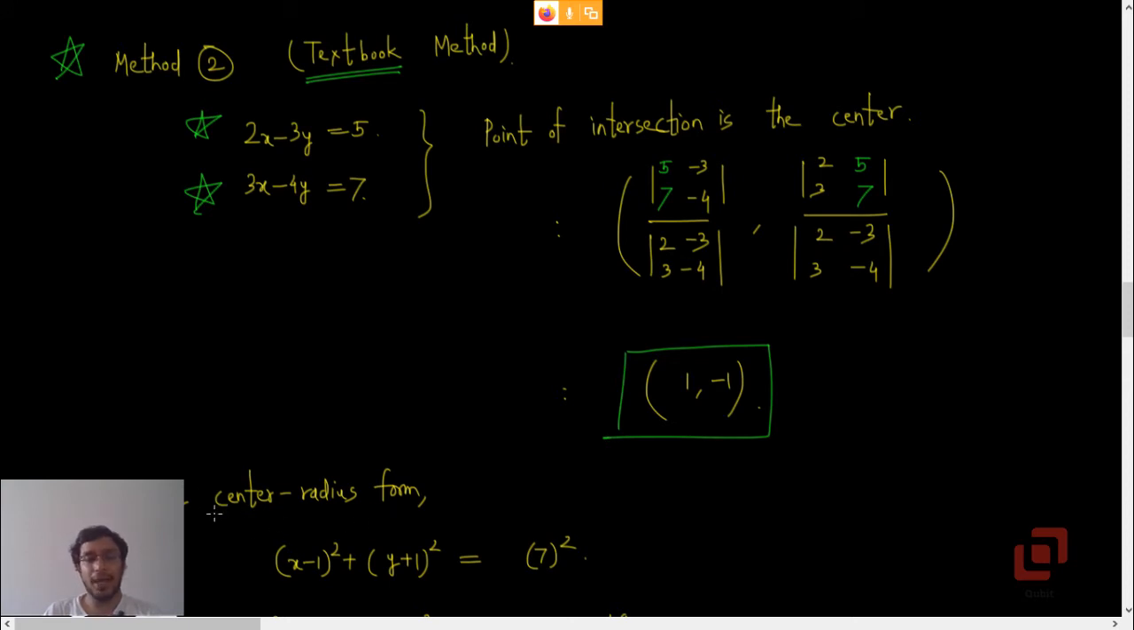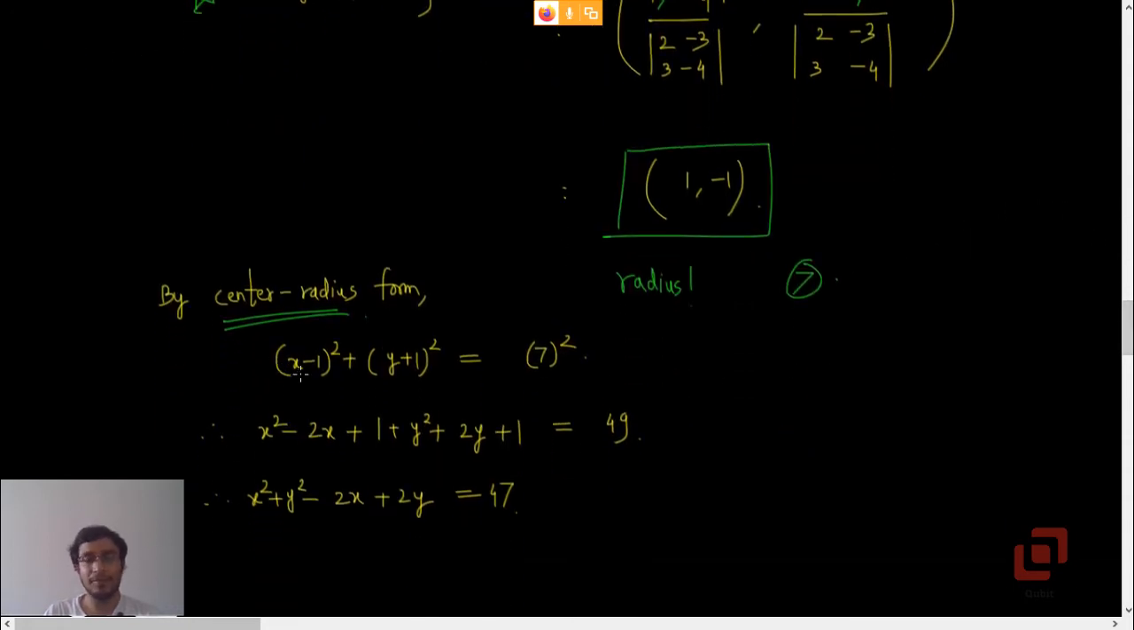Then, have we already computed the radius of the circle? Yes, we have, from the area. Okay, and the radius is equal to 7 units. So then you can use the center-radius form to get the equation of the circle. Okay, (x minus 1) squared plus (y plus 1) squared equal to 7 squared.